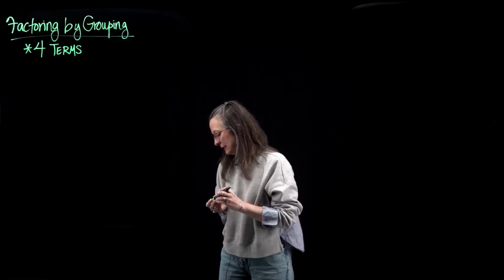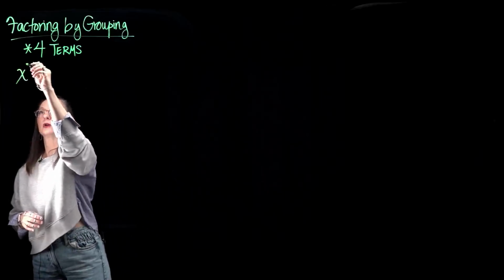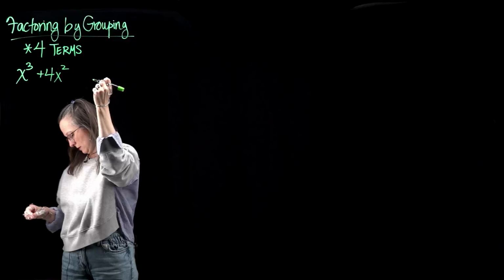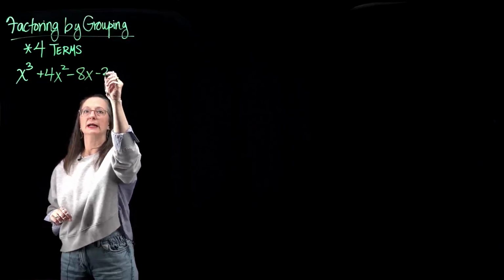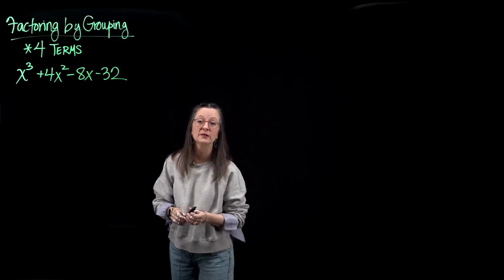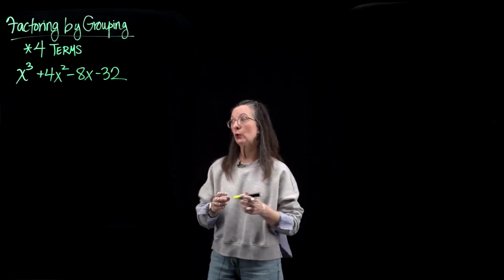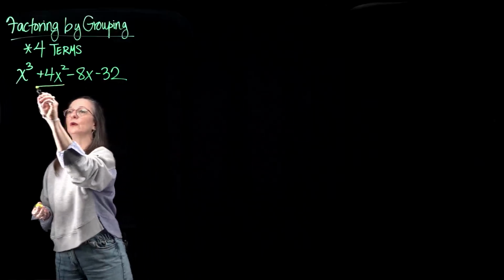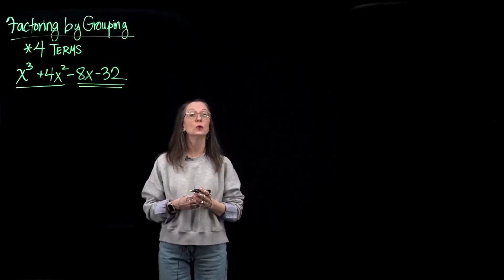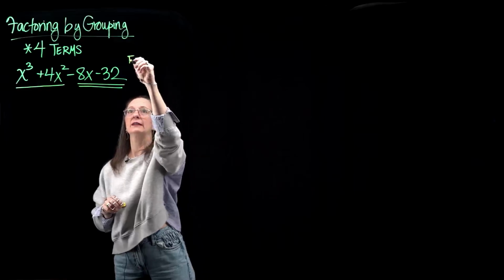So let me give you an example. Let's start with x cubed plus 4x squared minus 8x minus 32. You notice that it has 1, 2, 3, 4 terms. And we want to think about, can I factor it by grouping? When I say factor it by grouping, I literally mean group the first two, group the second two, and then we're going to find the greatest common factor of each group. Let me write that down.